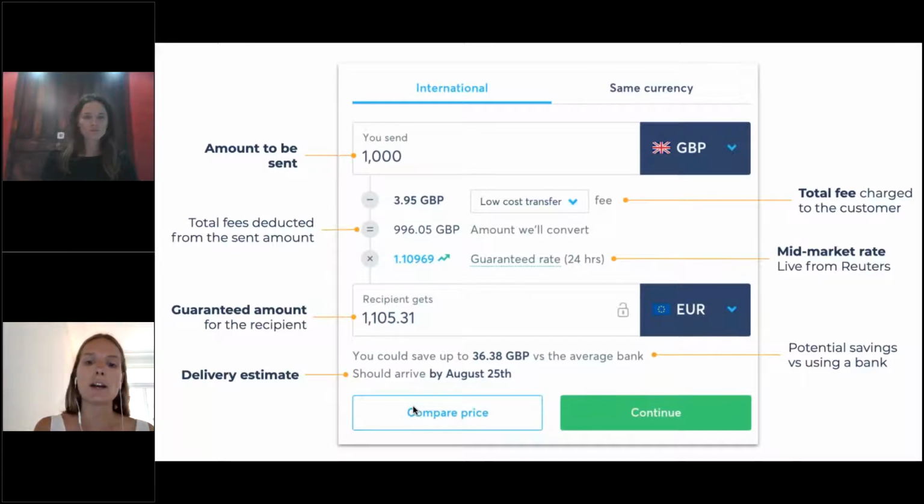So we have a full team that spends their time scraping different rates from our competitors and from different banks, and kind of working out how many fees they're actually taking from their customers. So you can play around with that if of interest. And of course, the delivery estimate, which we talked about earlier.